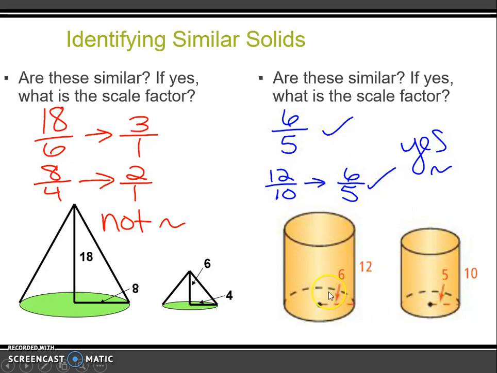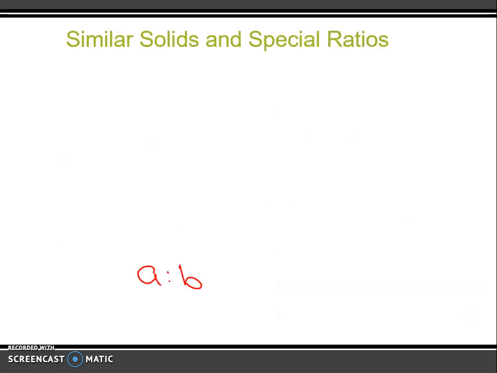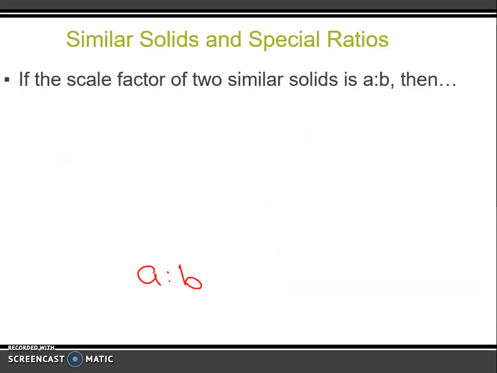So similar means same shape, different sizes. Same shape, different sizes. But they must have the same scale factor. Even though they look similar, doesn't mean they're similar. You need to have the same scale factor. Okay? Same proportion.